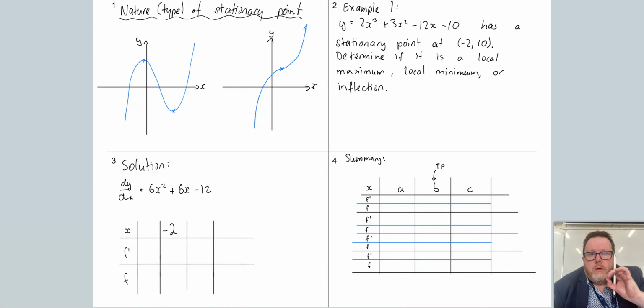You're looking for, well, it says local maximum, local minimum, or inflection. It doesn't mention turning points. When you see the phrase local maximum or local minimum, it is referring to a turning point. A local maximum is a turning point where the gradient is positive before it and then negative after it, or it's negative before it and positive after it for a local minimum.